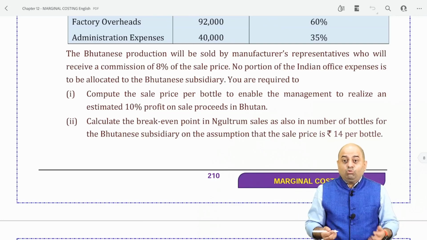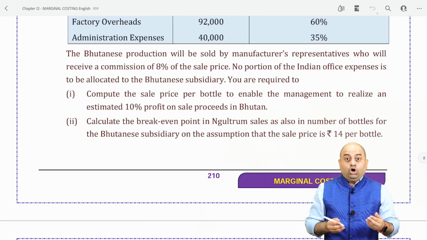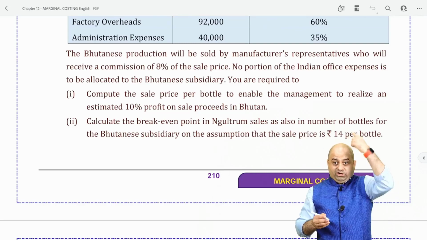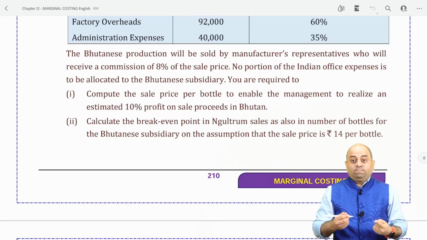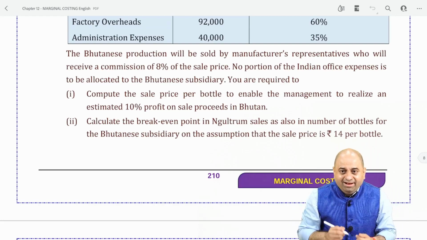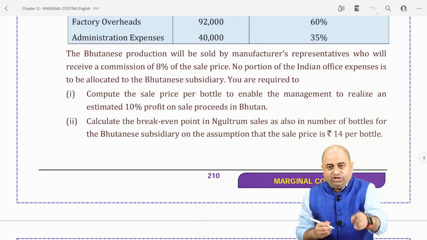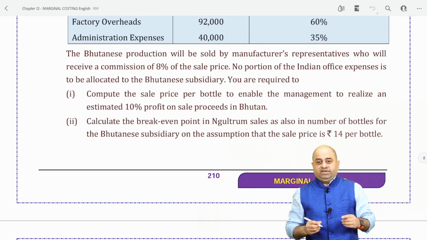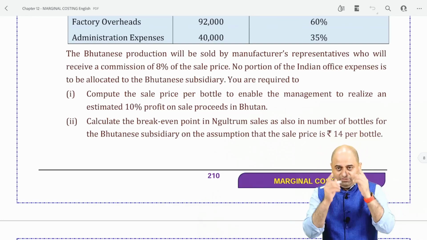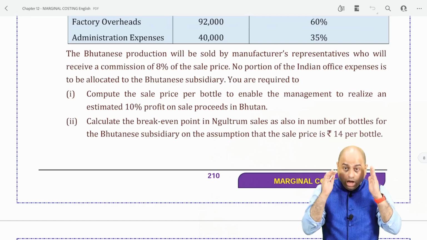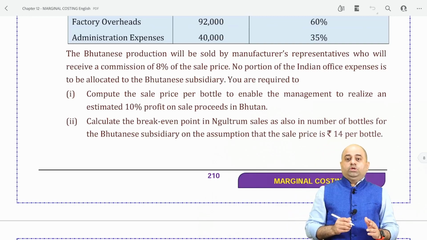Simple. But how to find out contribution per unit? Selling price per unit is given, 14. Other variable costs: you would have already calculated variable costs in the first part. Calculate per unit. Add commission. But commission should be 8% of rupees 14. And that, my dear friends, is the most important part of this question, in my humble opinion.